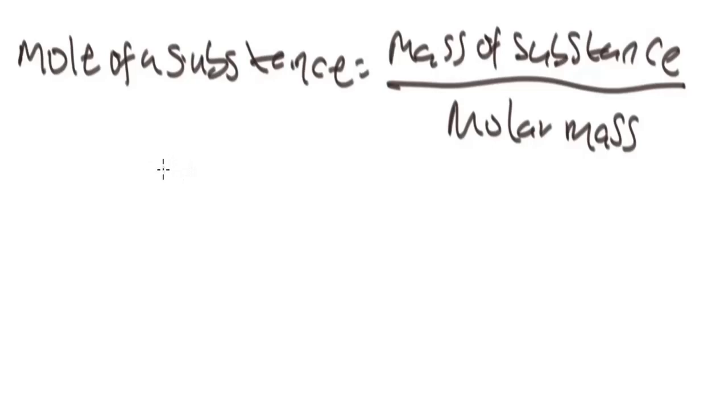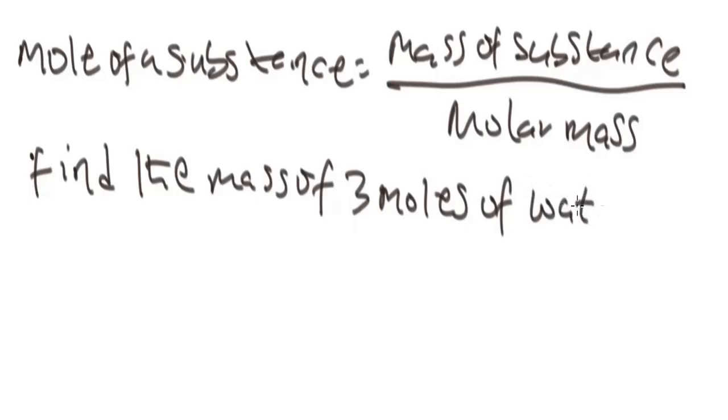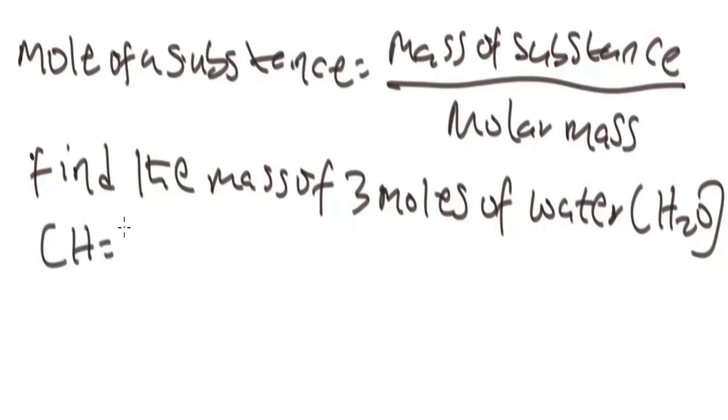So let's look at a typical problem where we apply this formula. Let's say we are asked to find the mass of 3 moles of water, H2O. So we are given, let's say, the relative atomic masses of the elements. We have hydrogen to be 1, and oxygen to be 16. Alright, so how do you solve this problem?